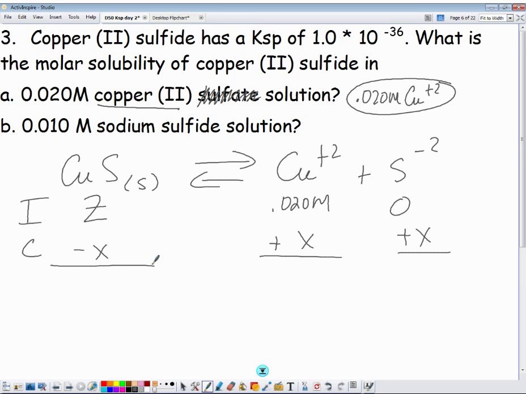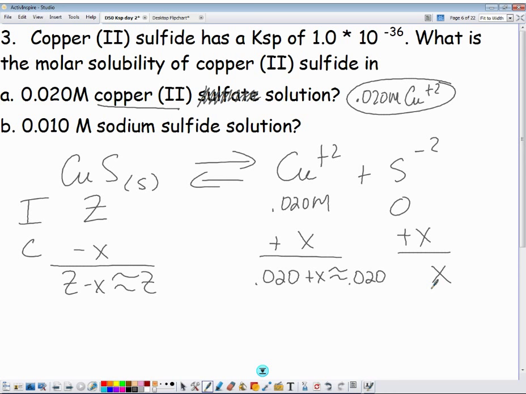Now it's going to change our math. But that's all that's changed in my ICE chart, if you will. So I get Z minus X. And what do we do with that? We say it's approximately Z. So, Kyle, 0.02 plus X is about what? 0.02. And 0 plus X is X.